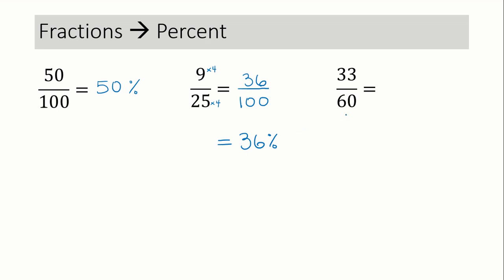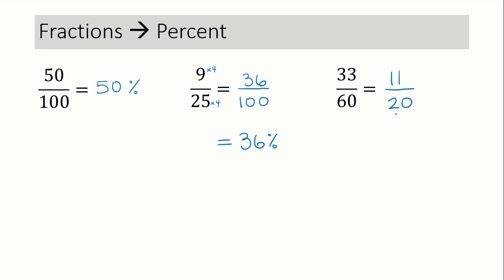Example number 3 is a little bit harder. When you look at the number 60, that is not a factor of 100. However, if you take a very close look at this fraction, hopefully you can recognize it is not in lowest terms. Both the numerator and the denominator have a common factor of 3. And so we're going to divide each of these two numbers by 3. 33 divided by 3 gives us 11, and 60 divided by 3 is 20.